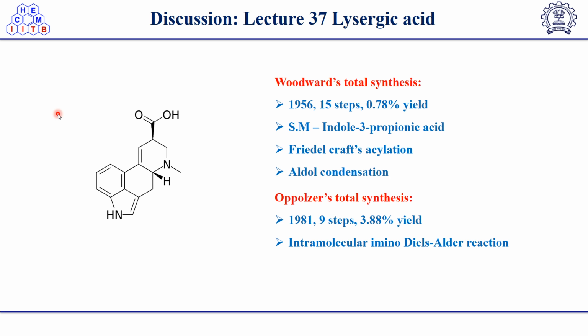And the other synthesis was Oppolzer's total synthesis, which he completed in 1981, starting from 4-hydroxymethyl 1-tosylindole. The key reaction was the intramolecular imino-Diels-Alder reaction, and he completed the total synthesis in 9 steps with 3.88% overall yield.